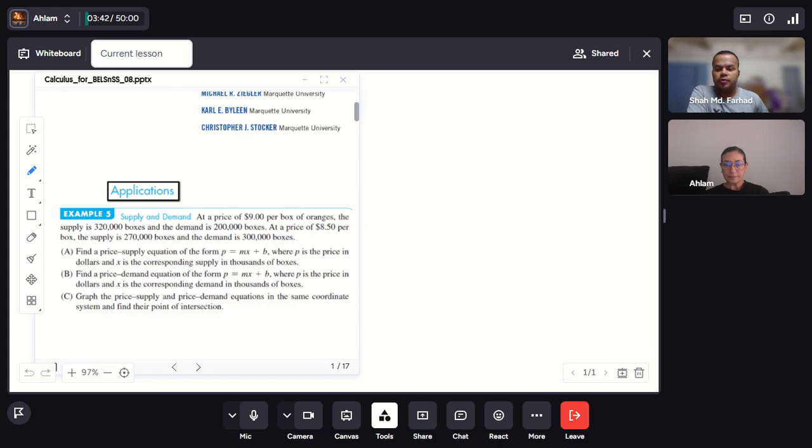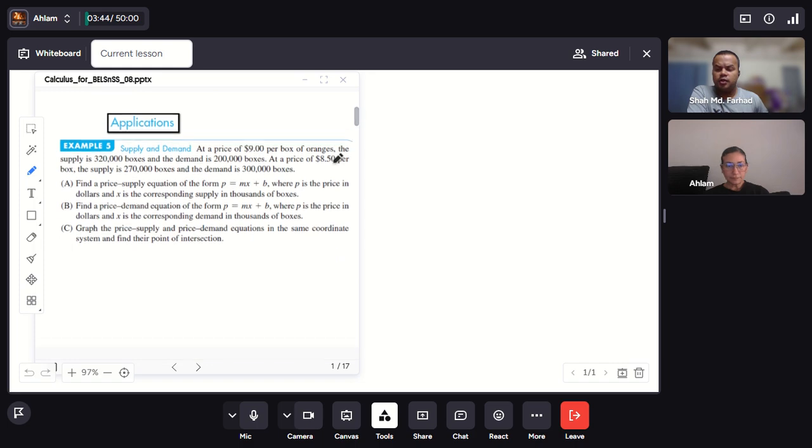Start with our previous class. In the last session we discussed this problem. Is there any problem on the last one? Okay, clear. Then we move forward.